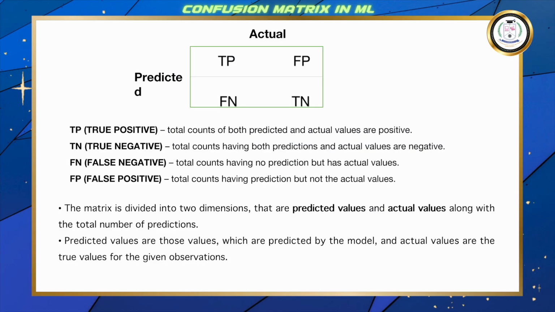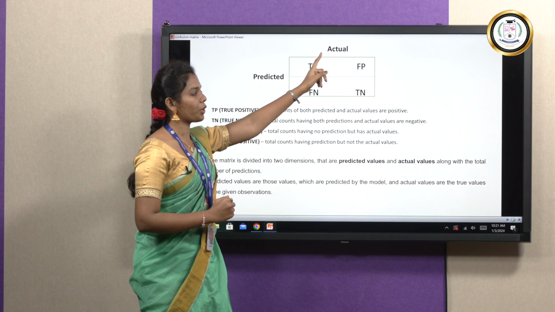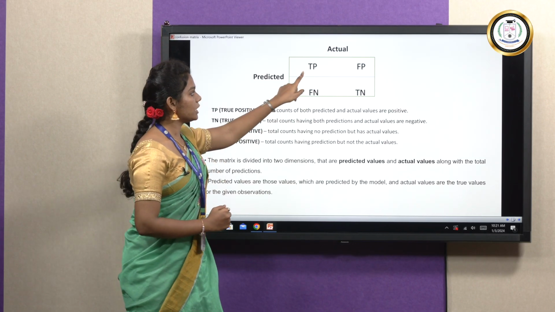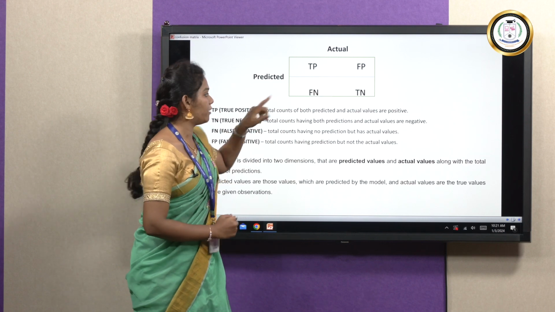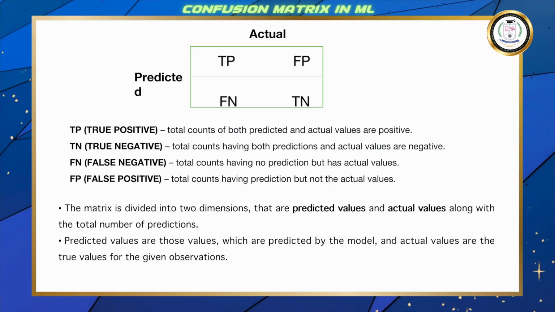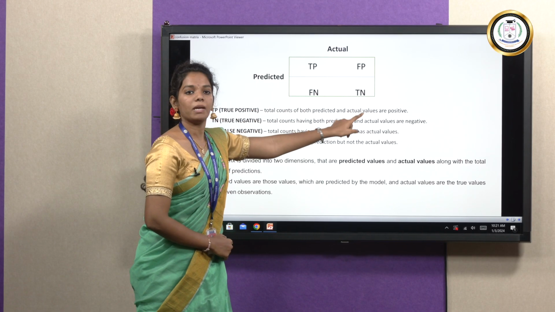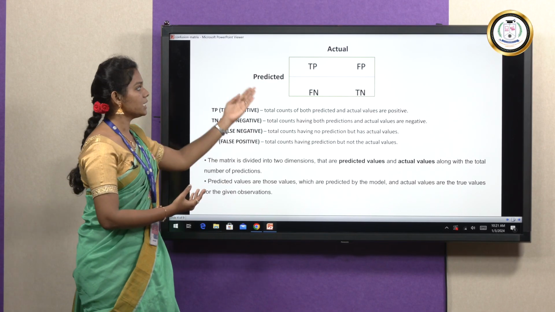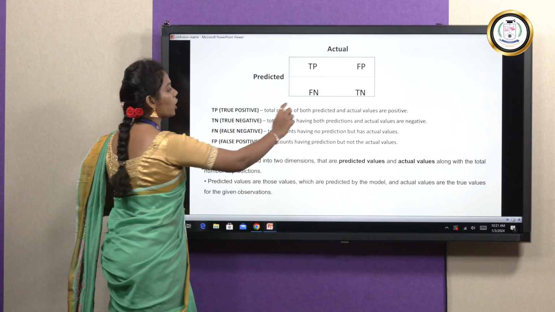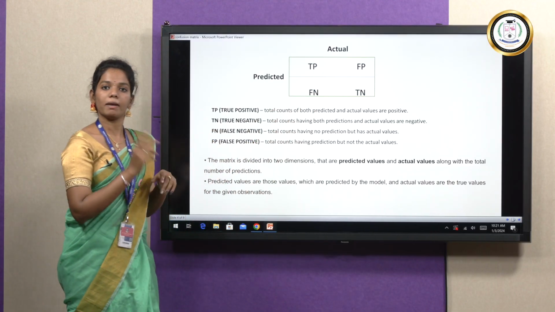So here is the pictorial representation of the matrix, where this is my predicted and this is my actual value. TP stands for true positive, TN stands for true negative, FP is false positive and FN is false negative. TP gives the total count where both the predicted and the actual values are positive. Since both are true, it must be positive. The next is true negative. This counts where both the predictions and the actual values are negative. Why? Because it is false, so both must be negative.